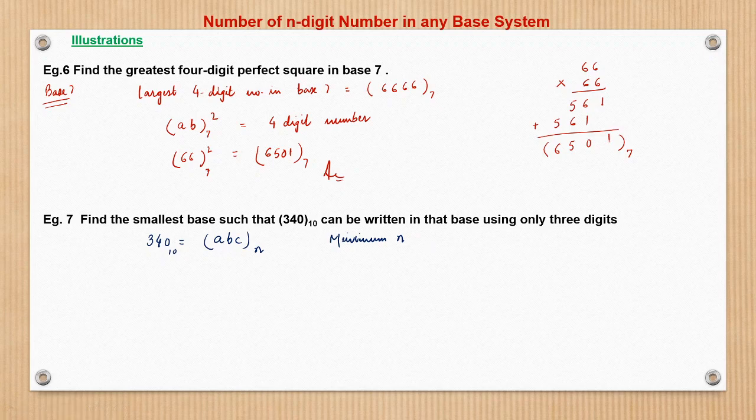So the answer would be somewhere near this 10 only, right? Because if we take a very small base, say 2, the number of digits will be much more. If we take a very large base, the number of digits will reduce from 3 to 2, because here 340 is a 3-digit number. It may come down to 2 digits if we take base 13 or 12. So we have to find the lowest, and we'll start with something around base 5, 6 or 7. Let us see how this comes out in base 6.